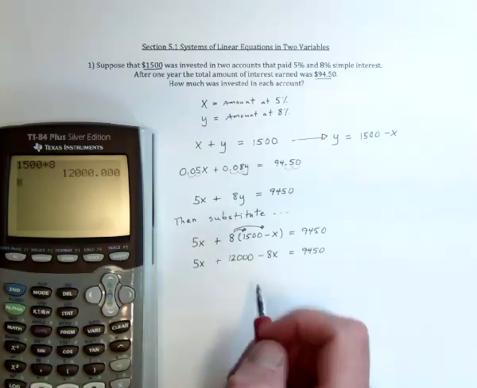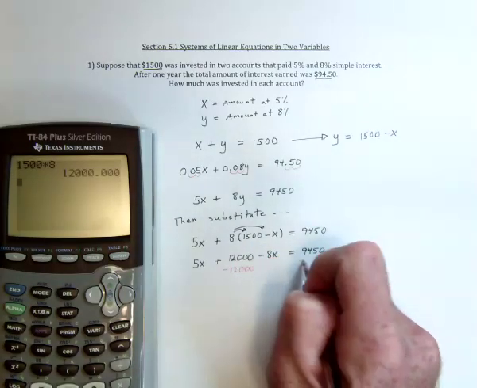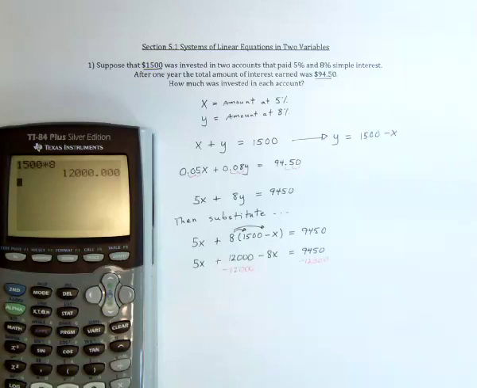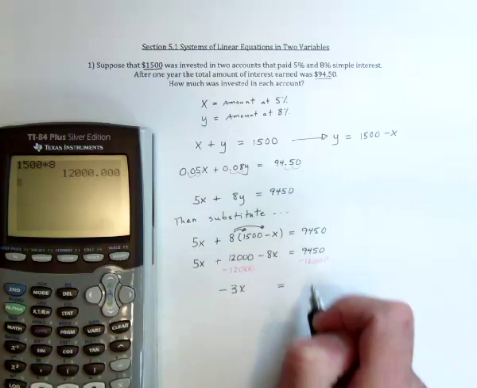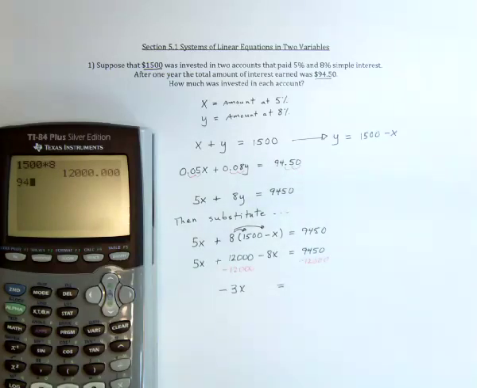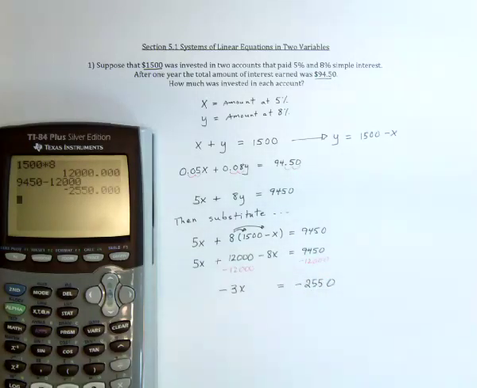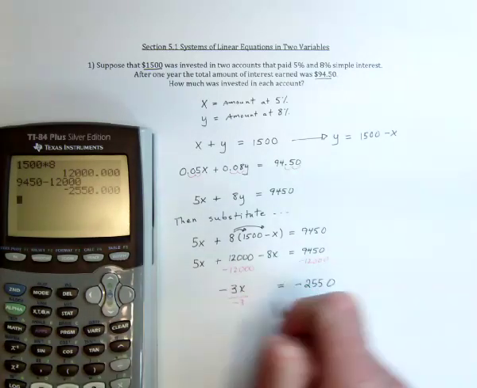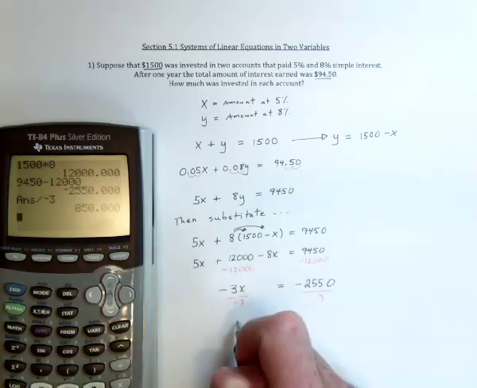And then move the numbers to the right hand side and keep the variables on the left hand side. So combining the x's, there's negative 3x, and then over here we've got 9450 subtract 12,000, negative 2550. And then we just need to divide by negative 3 on both sides. So divide by negative 3. We've got that x is $850.